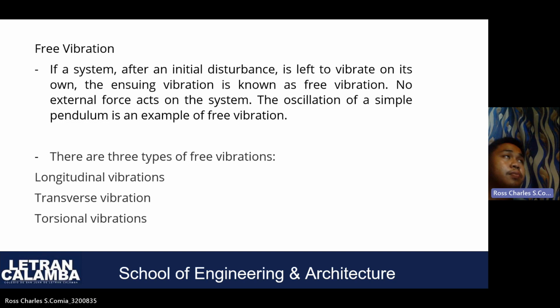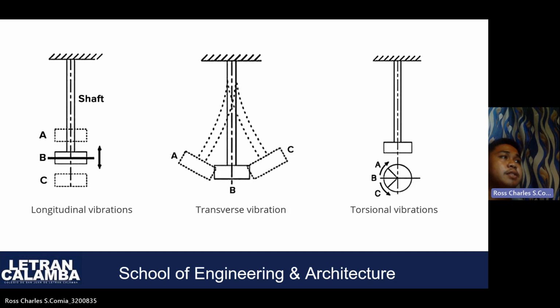Other examples are oscillations of a mass connected to a horizontal spring, and the sound produced by a tuning fork in a short distance. So there are three types of free vibration: the longitudinal vibrations, the transverse vibrations, and the torsional vibrations. So let's take a look at the three types of free vibration.